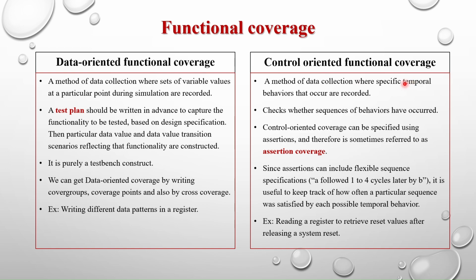So here in control oriented functional coverage, time will be involved, and in data oriented functional coverage, time will not be involved. Okay, so this is related to the data and this is related to the time. And control oriented functional coverage can be written by assertions, and data oriented functional coverage can be written by writing test bench constructs. That is nothing but cover groups or coverage points. So we will see how to write the data oriented functional coverage. Okay, and this can be done in assertions. So we will discuss more in detail in the next video.